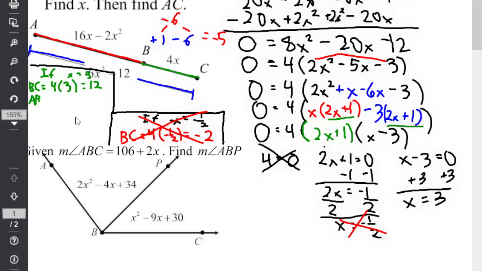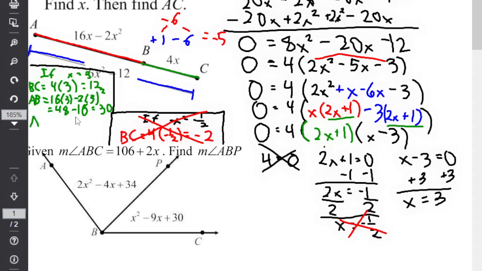Let's check A to B. 16 times x, which is 3, minus 2 times 3 squared. That is 48 minus 18, which is 30. Still a positive measurement.